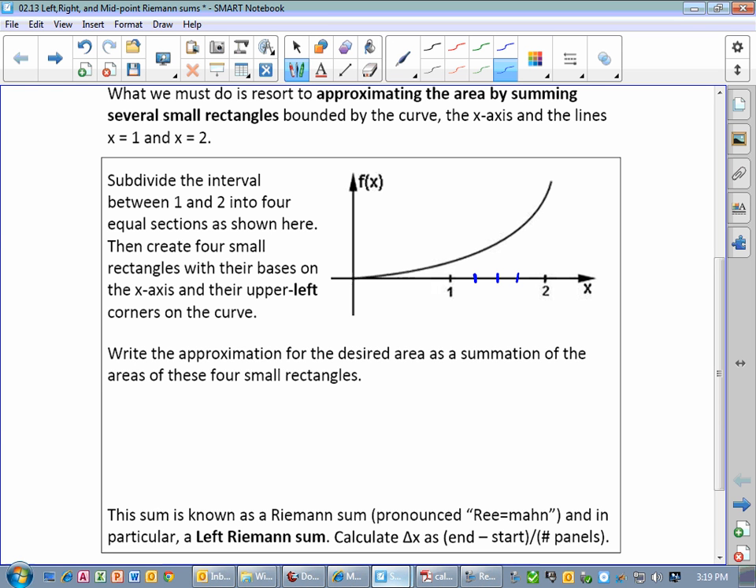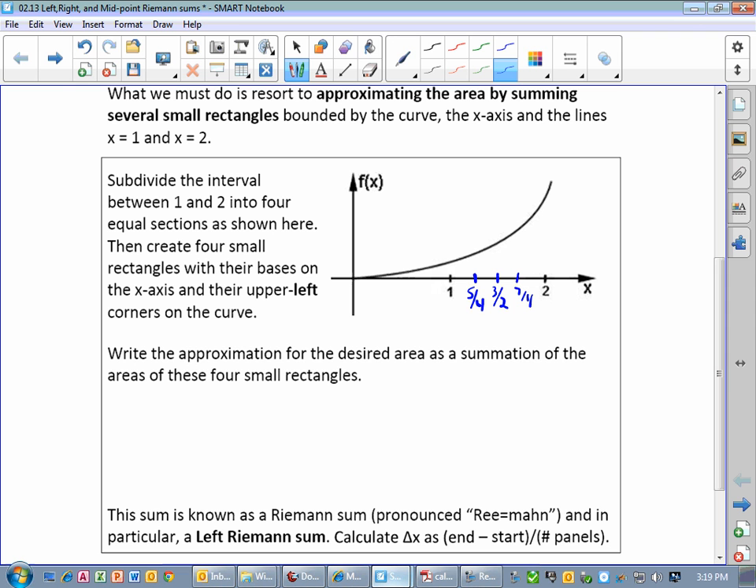Okay, so if this is 1, then this would be 1 plus 1/4, or 4/4 plus 1/4, which would be 5/4. And then we'd have 5/4 plus another fourth, which would give us 6/4, or 3/2. And then 6/4 plus another fourth gives us 7/4. And then 7/4 plus another fourth gives us 8/4, which is 2.